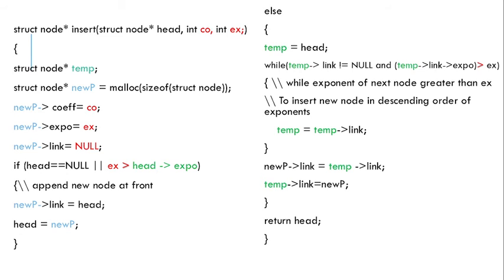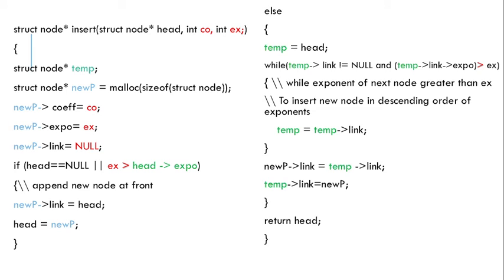We have learned the algorithm on how to insert a new node at any place in a linked list in a different lecture, in the previous classes. So this is that code: link of newp is equal to link of temp, then link of temp equal to newp. In the last step, we return the head pointer.